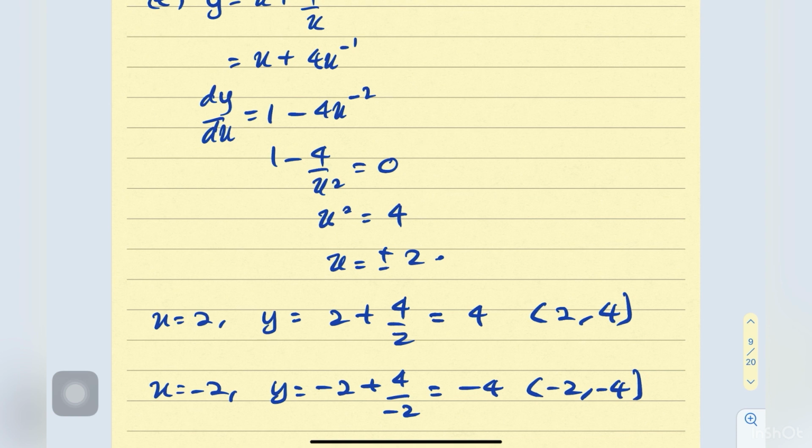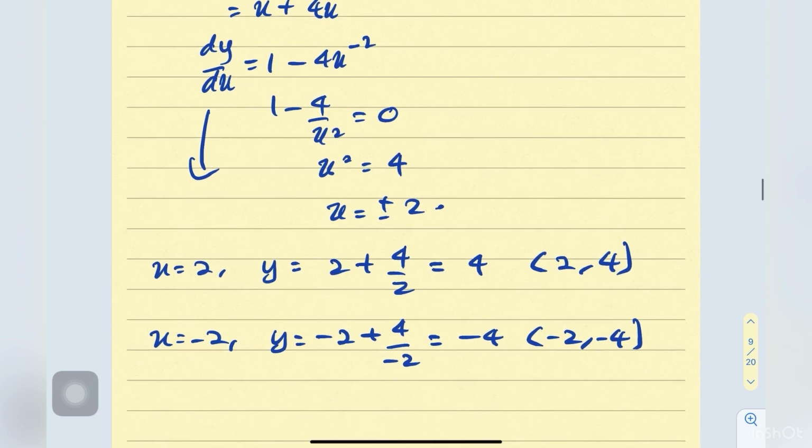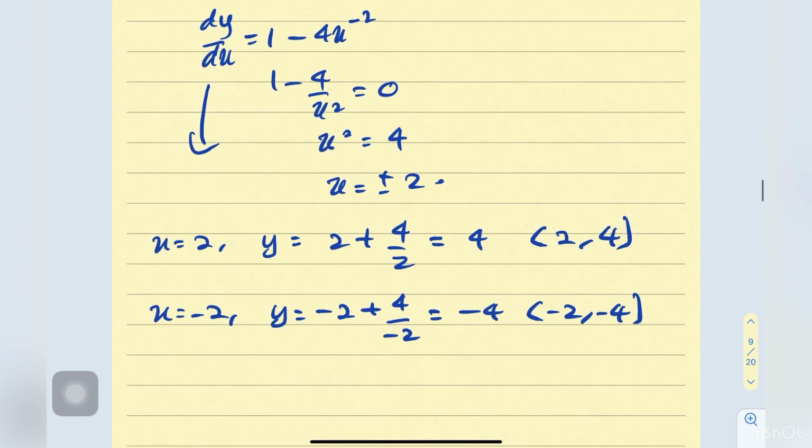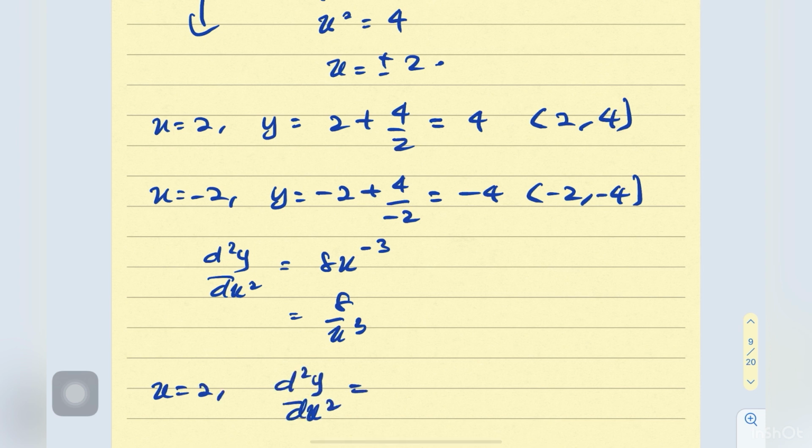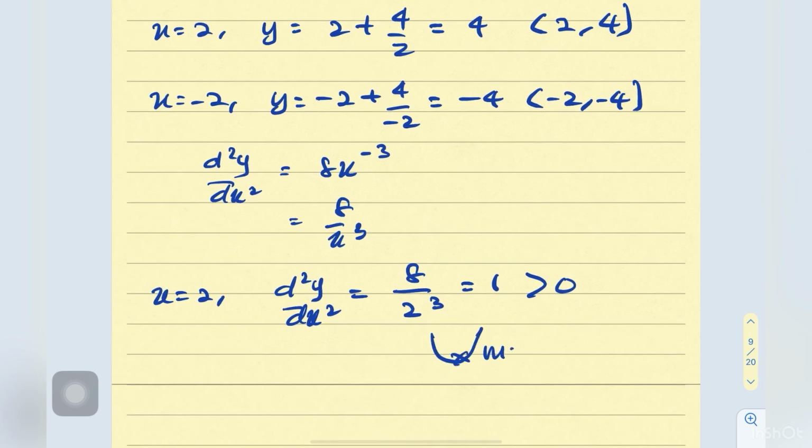So to identify which one is maximum or minimum, you find the second derivative. d squared y/dx squared becomes 8x to the power of negative 3, so 8 over x cubed. When x equals 2, d squared y/dx squared is 8 over 2 cubed, which is 1. 1 is more than 0, so minimum. Then (2, 4) is a minimum point.